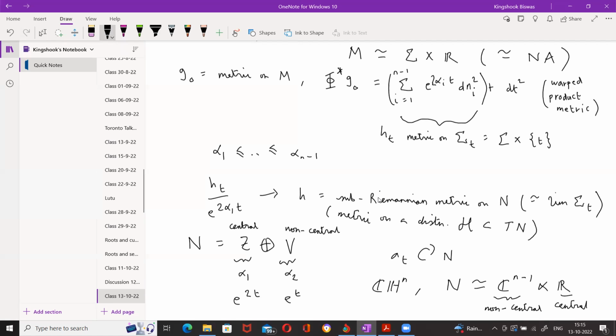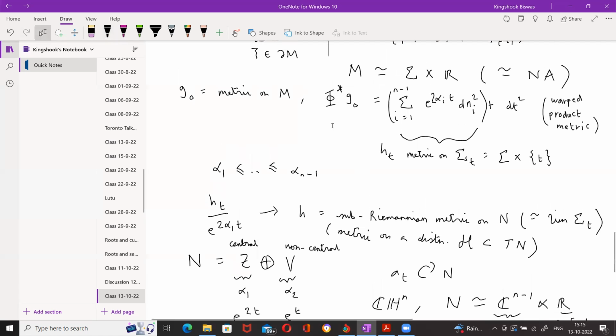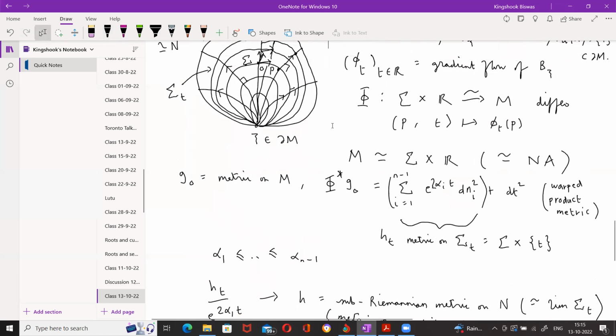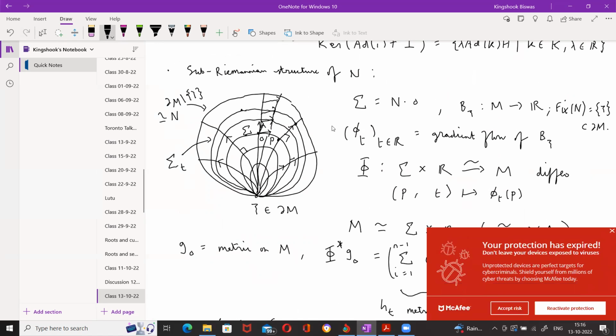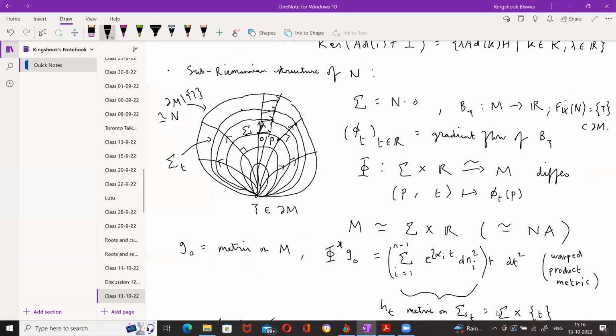Okay, I just wanted to end with that. The point is this sub-Riemannian structure is coming from the different growth rates of the horospheres. Do you understand? In this direction, the Jacobi fields will grow like e to the alpha 1 t. In another direction, they'll grow like e to the alpha 2 t, faster. So the horospheres are not growing at the same rate in all directions.